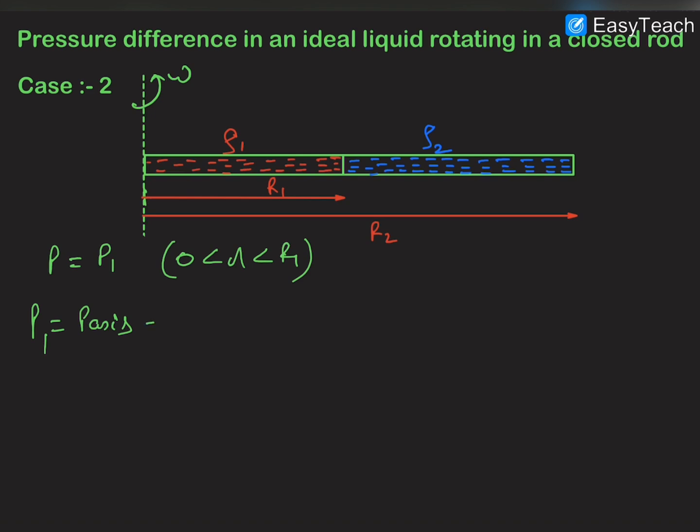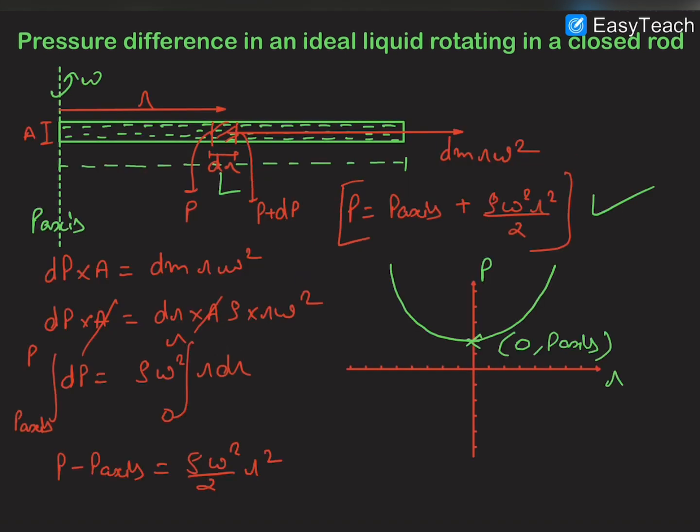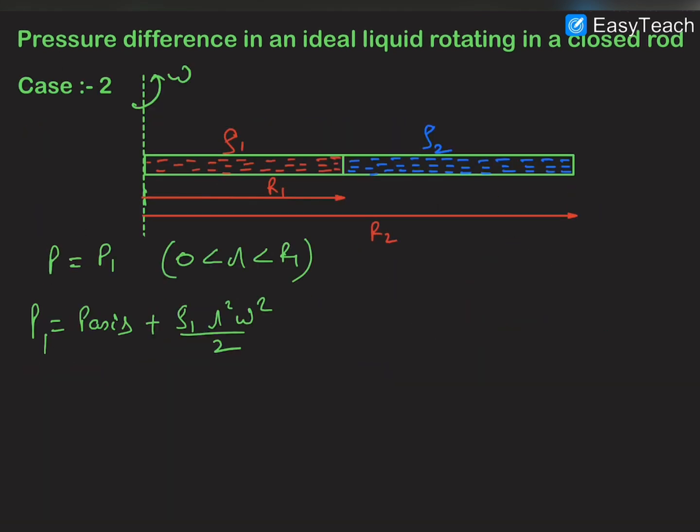So it is P axis plus rho 1 into R1, in fact small r square omega square by 2, which we have already derived in this equation. Now when we are writing the pressure in this region, we can write it down as P2. P is equal to P2 when r is greater than R1 and less than R2. So in this region pressure is P2.